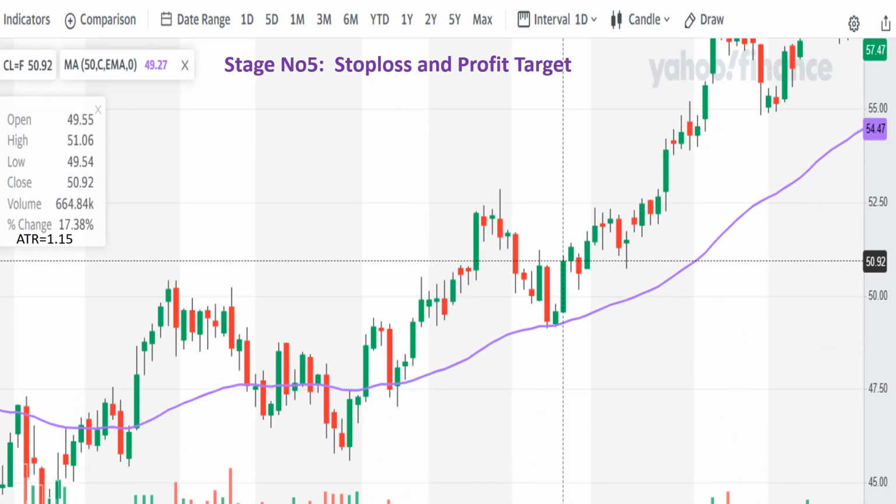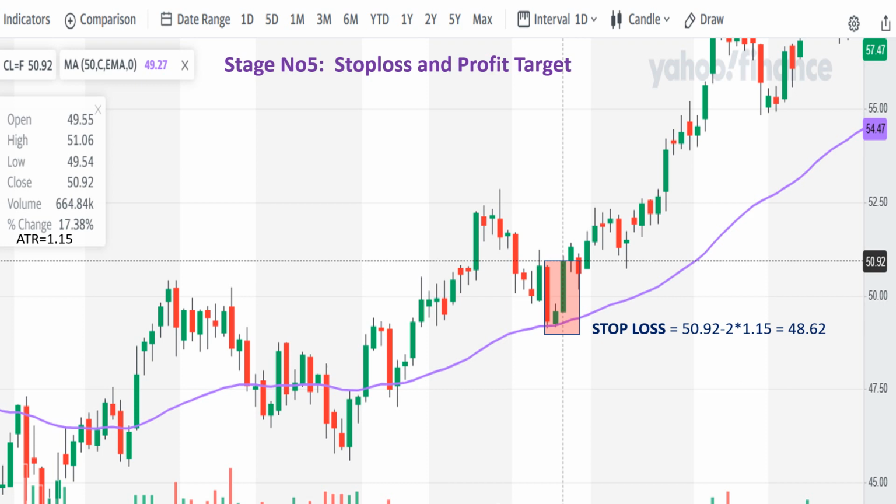Stage number 5, stop loss and profit target. In this crude oil chart on a D1 time frame, I have established consistent rules for determining stop loss and profit target levels. Typically, I position the stop loss just 2 ATR below the close price of the third bullish candle in the harami pattern, like this, which serves as our entry point.